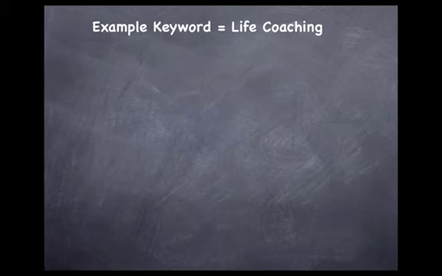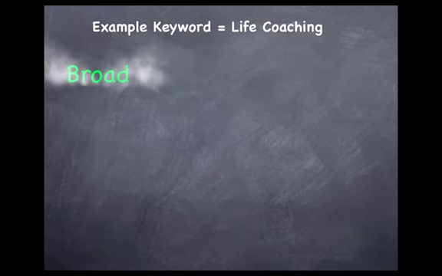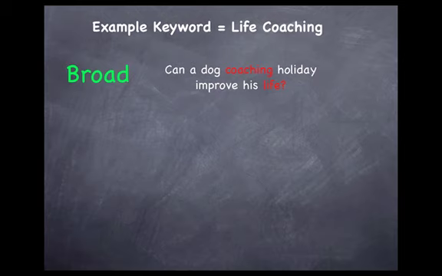So you may think, I want to target people that are searching for the word life coaching. Now there are a few ways you can target the term life coaching, and I'm about to show you. So the first, you can have this keyword in your account on something called broad match. So what broad match means is if someone has the word life coaching anywhere in what they're searching for within Google, show our ad. So the example here could be, can a dog coaching holiday improve his life? Unfortunately, your ad would show there, and if you're trying to build a life coaching practice, you really don't want to show your ad for that.